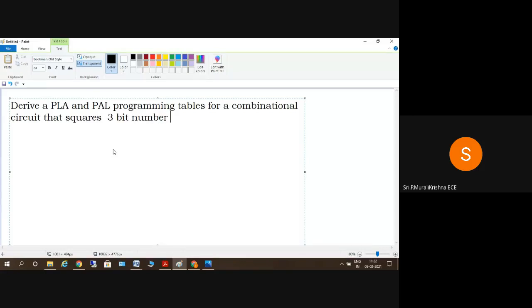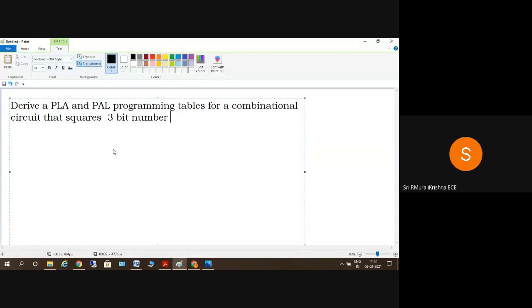Okay, so the input is a 3-bit number. For example, if I say the inputs are ABC, then the outputs are the square of the input number. So we'll get up to 9 squared, which means 81. So 81 means we can use up to 2 power 6. What is 2 power 6? 2 power 5 is 32, 2 power 6 is 64. Yes, S0 to S5 can be used here.